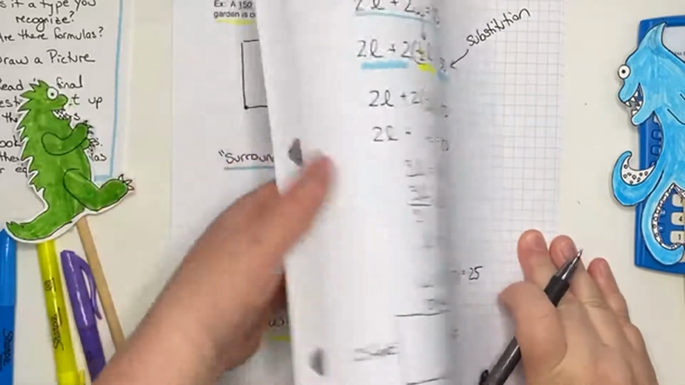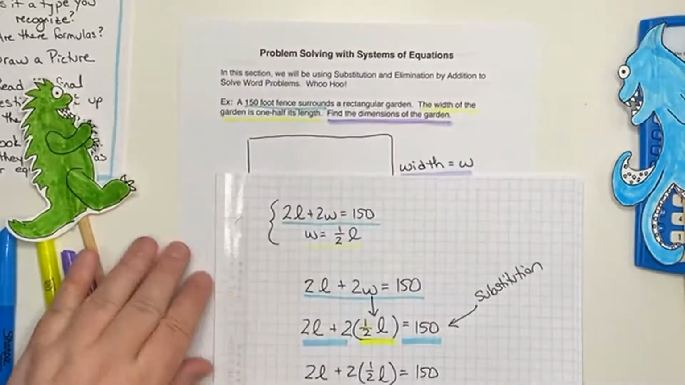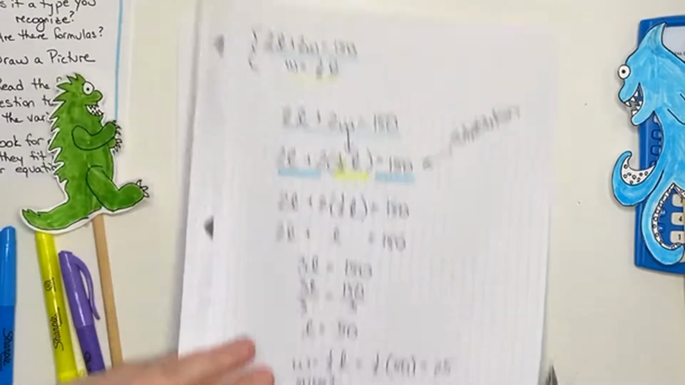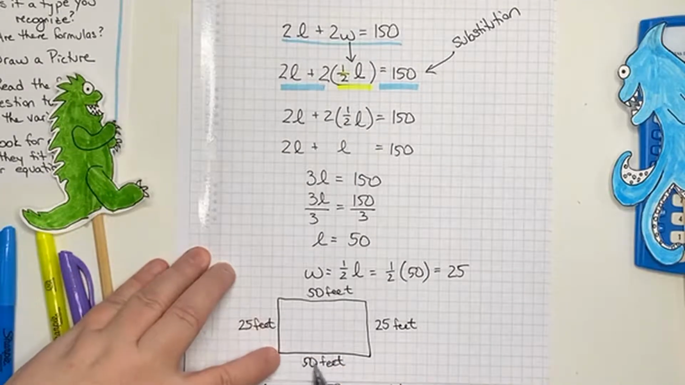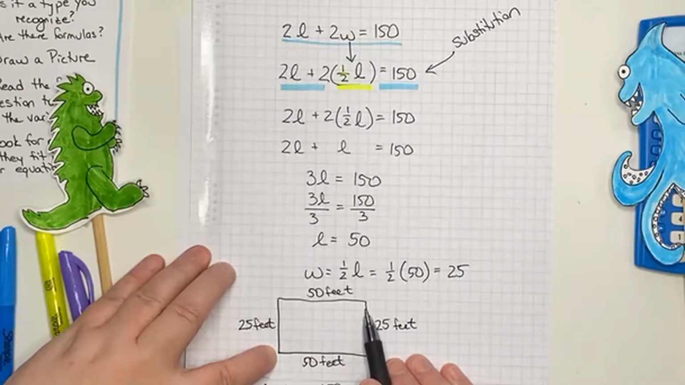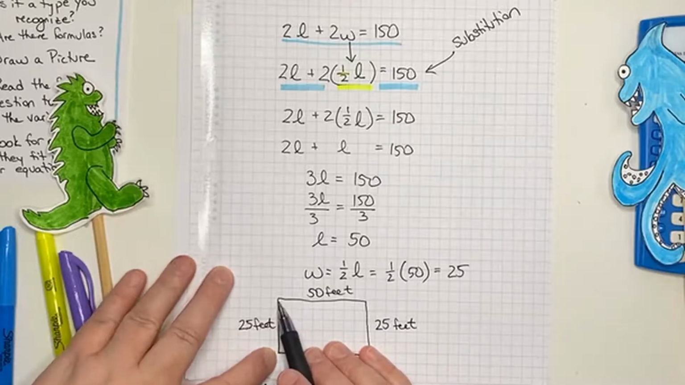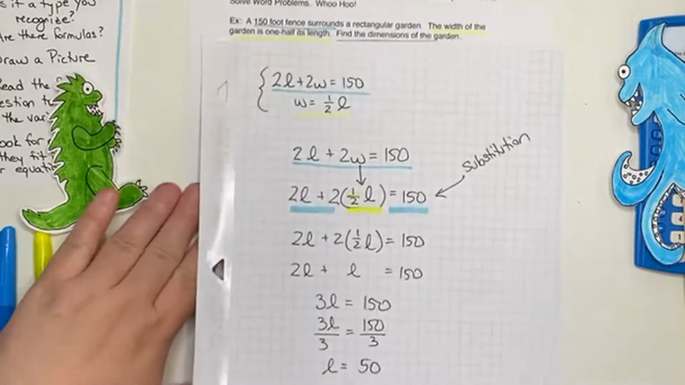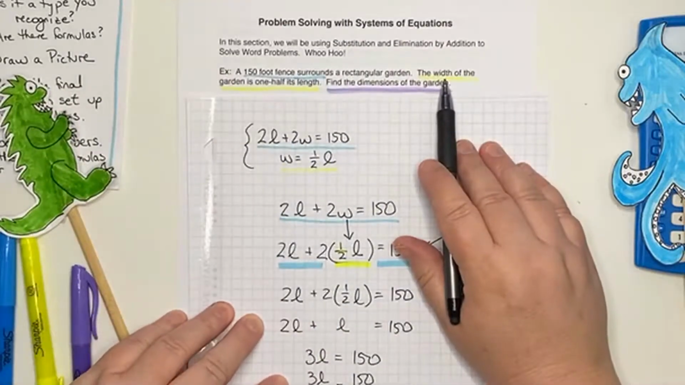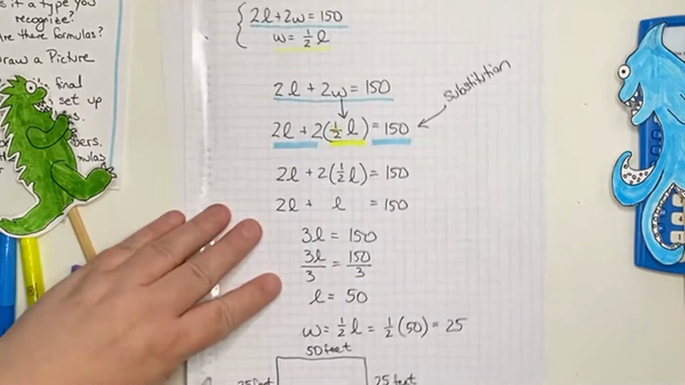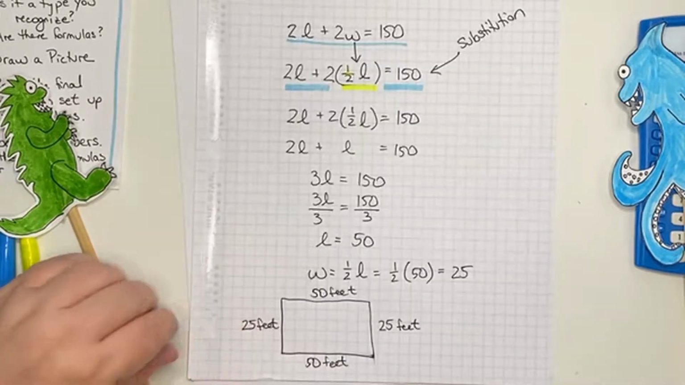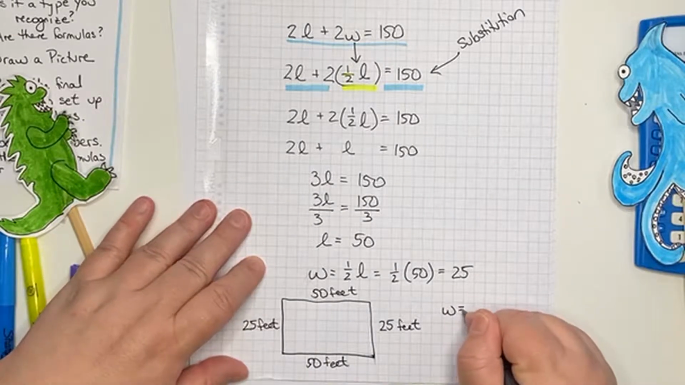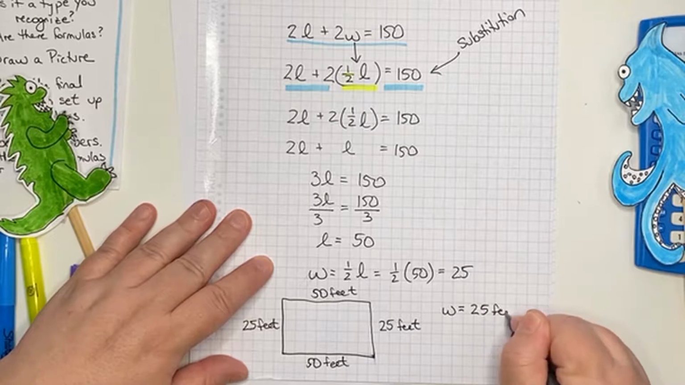And so let me go back to what the question asks. The question says we've got 150 feet of fence. Let me double check. If I start here, 50 plus 25 is 75, plus 50, 125, plus 25, 150. That works. Okay, so I've got 150 feet. Yep. And then the width of the garden is 1/2 the length. Is the width 1/2 the length? It is. So our W is 25 feet.